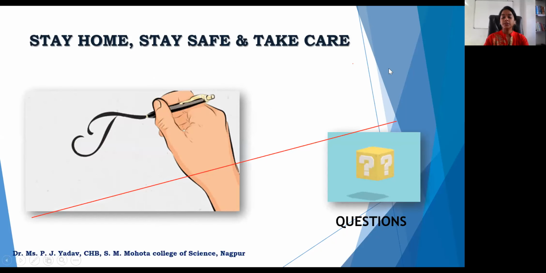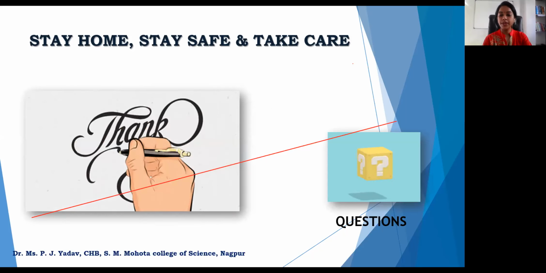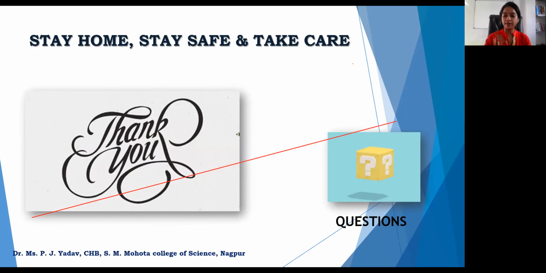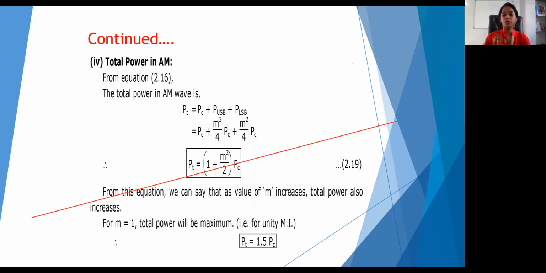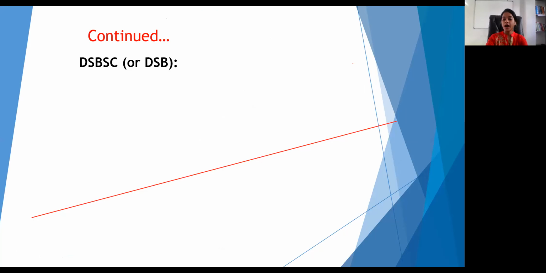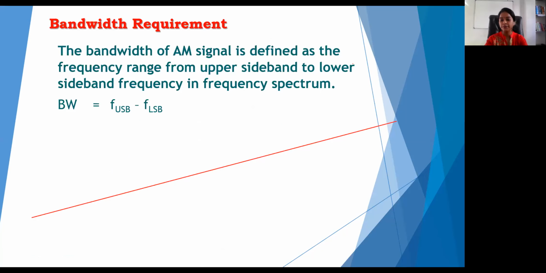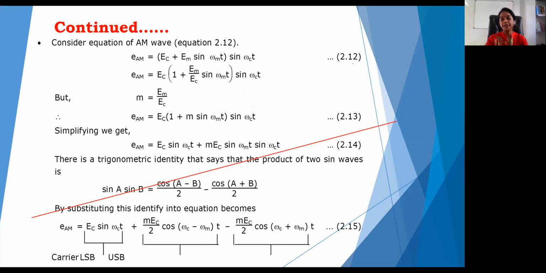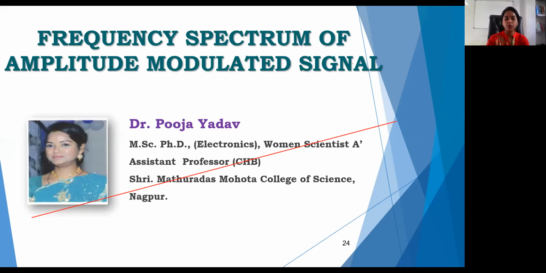Okay, so this is all for today's class. We have seen the frequency spectrum of amplitude modulated wave. Amplitude modulation में कैसे frequency spectrum दिखेगा वो आज हमने ये क्लास में सीखा है. And not only that, we have studied so many things in today's class. So we will just give an overview of what we have seen.